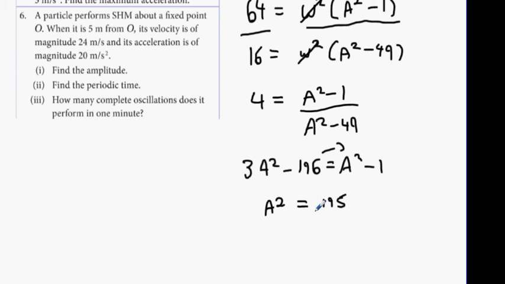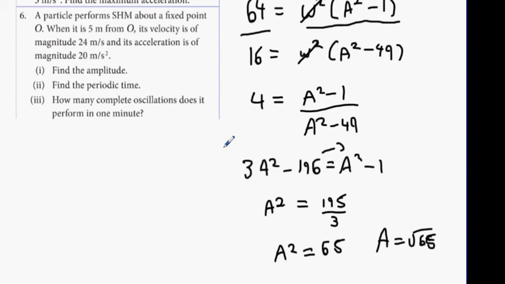Still a weird number. A squared equals 65, so A equals the square root of 65. That's allowed, it doesn't have to be perfect. So we're correct, A equals root 65. Okay. Well, now we found the amplitude, done.